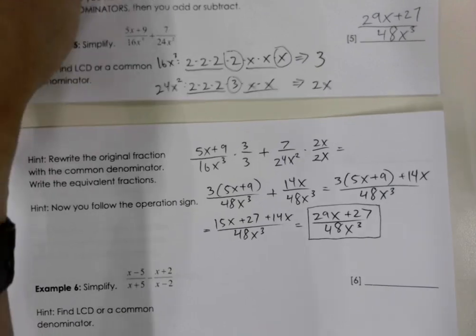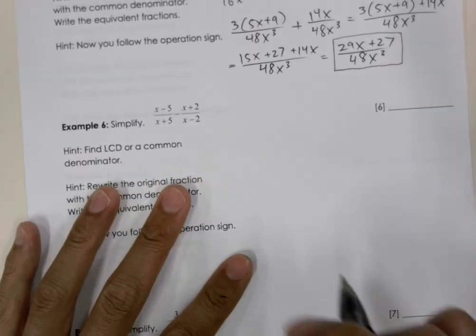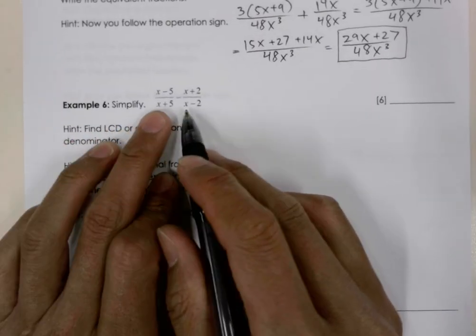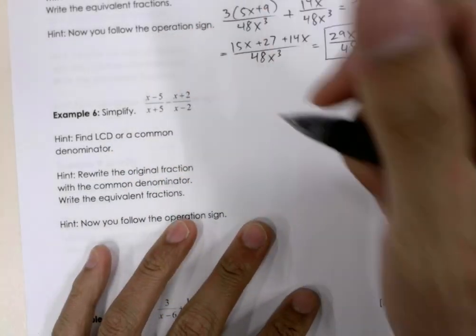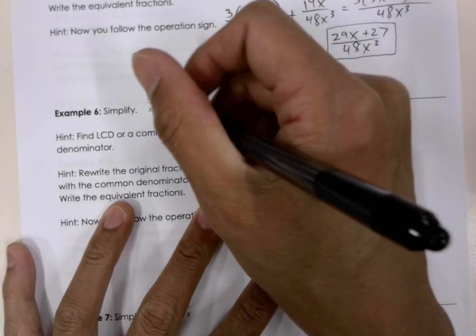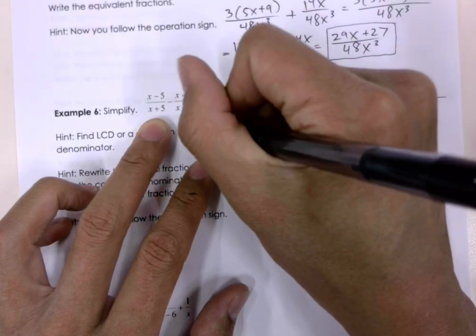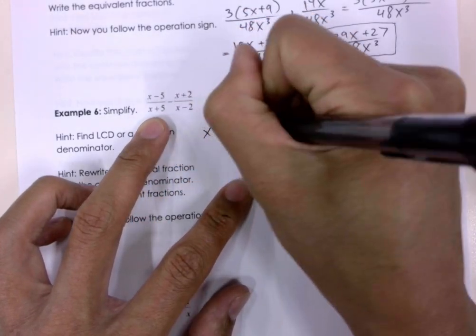All right, let's do one more. So this one over here is a bit different, right? First, we want to find the lowest common denominator, and we're going to do it the same way, just different, right? So first, we'll put our first denominator, which is going to be x plus 5.